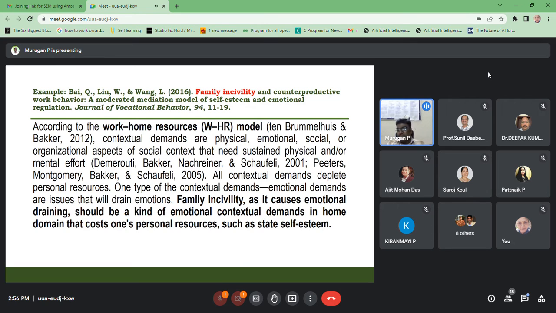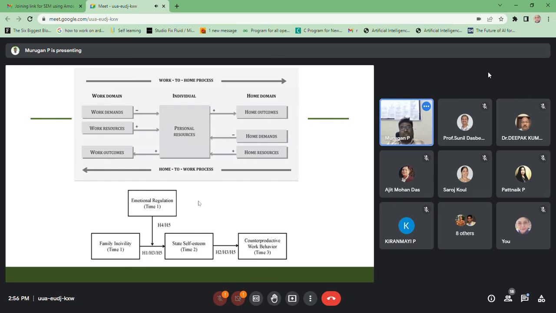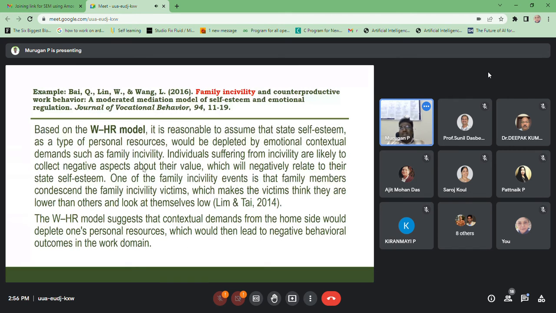So basically here they are trying to give some justification about how family incivility sits under that particular home demand umbrella. Based on the work-home resources model, it is reasonable to assume that state self-esteem, as a type of personal resource, would be depleted by emotional contextual demands such as family incivility. Individuals suffering from incivility are likely to collect negative aspects about their value, which will negatively relate to their state self-esteem. One of the family incivility events is that family members condescend to the victims, which makes the victims think they are lower than others and look at themselves as low. They are trying to provide some justification for how family incivility affects self-esteem, or personal resources.